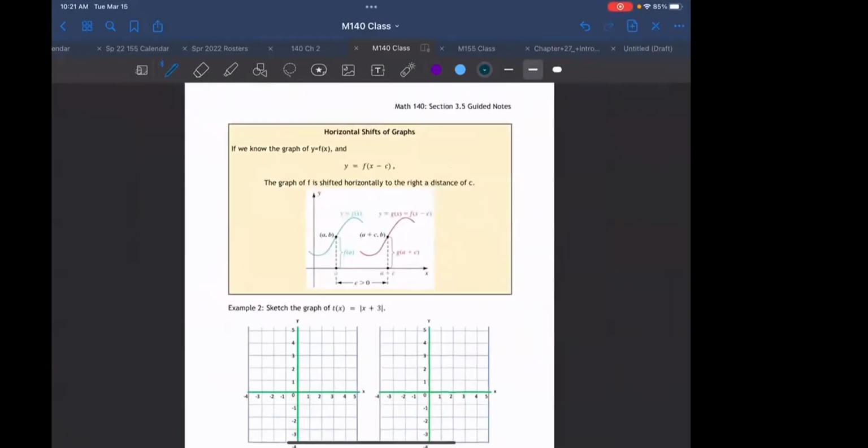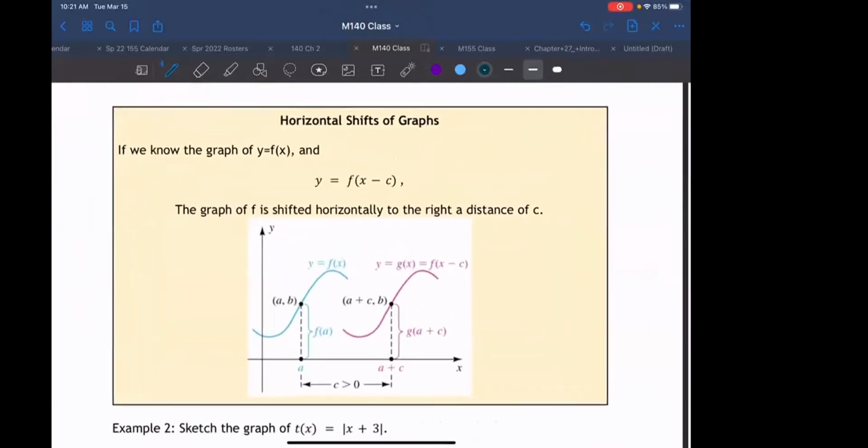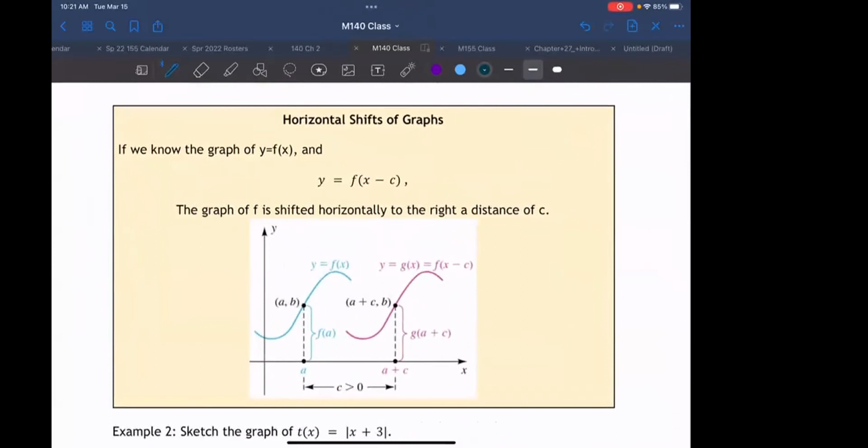Let's flip the page here. We're going to go to the horizontal shift. Okay, so in this case, we're still adding and subtracting to our original function. But over here, it's telling us that we're subtracting something from the x, not the entire function. Let me give you some examples of what this might look like.